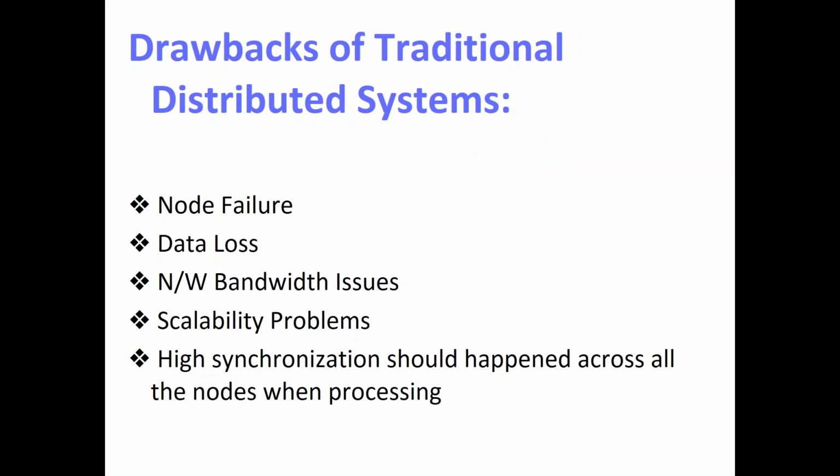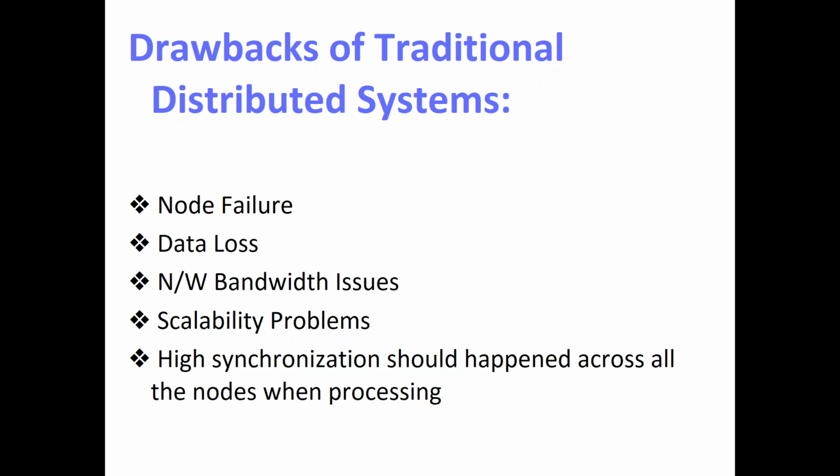So in the traditional distributed systems, even with horizontal scaling, these are the drawbacks we are facing: node failures and data loss when there are node failures. Node failure means that if a machine in that particular system fails, the data present on that node will be lost. So these two are related, node failure and data loss. Also, network bandwidth issues were there in the traditional distributed system.